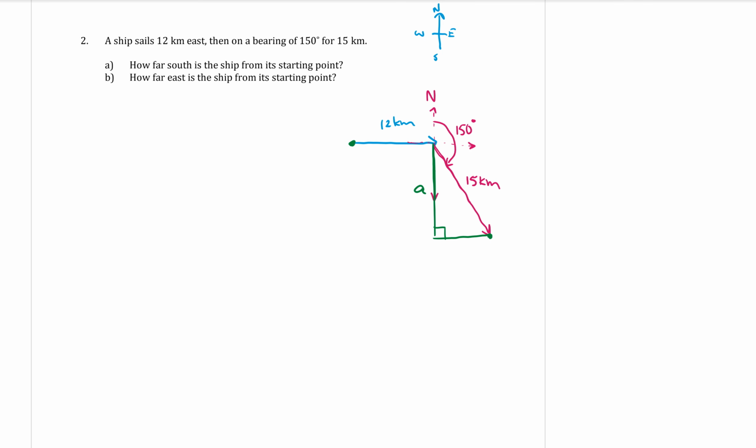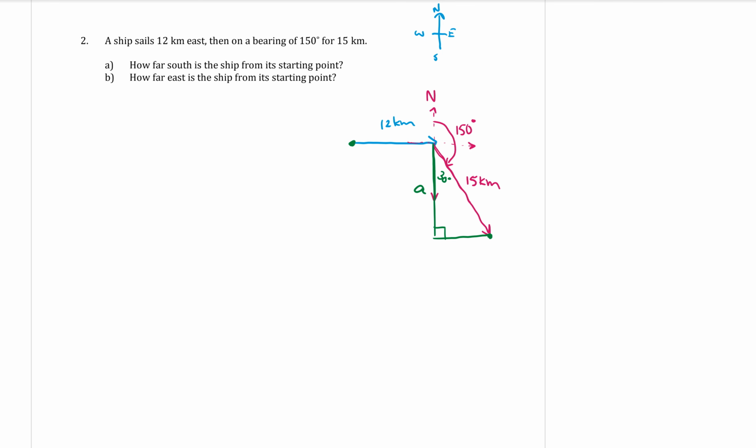Okay, so we have a right angle triangle. We know what we're trying to find. We have one side in our triangle, but the only angle we have is this 150 degrees. So we would like to find an angle inside of our triangle. So knowing that it's 180 degrees when you're heading south, if I do 180 minus 150, that tells me that this angle in here is 30 degrees.